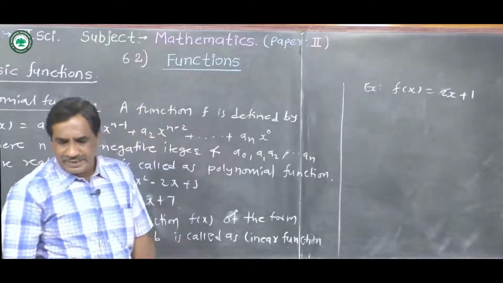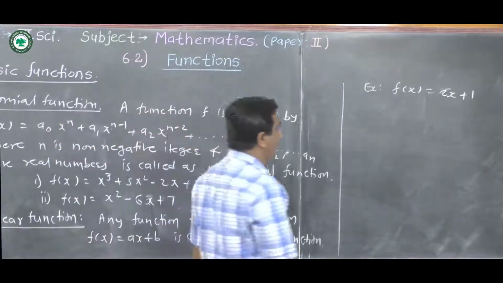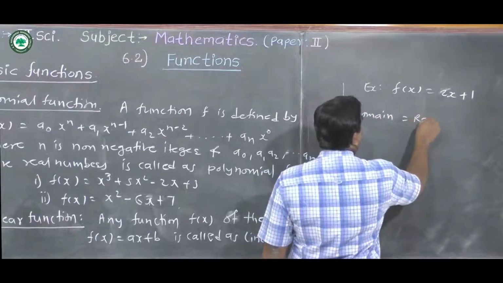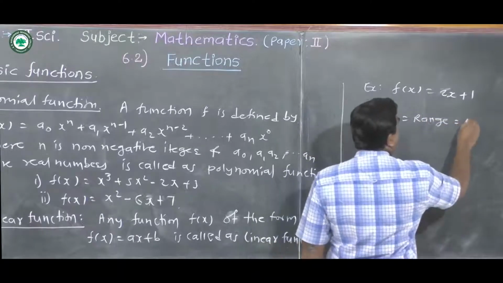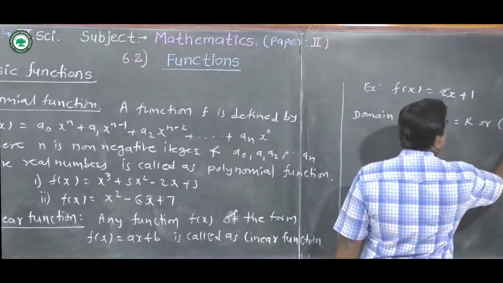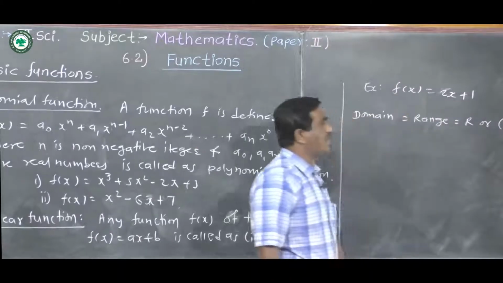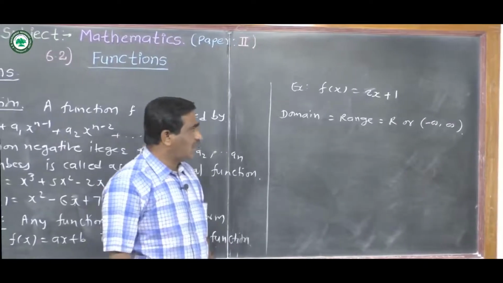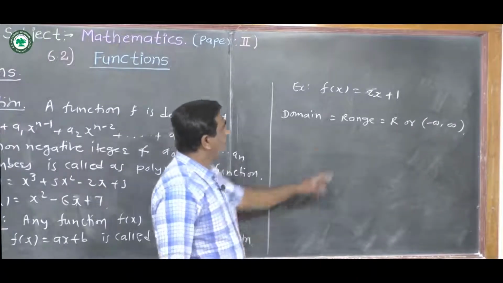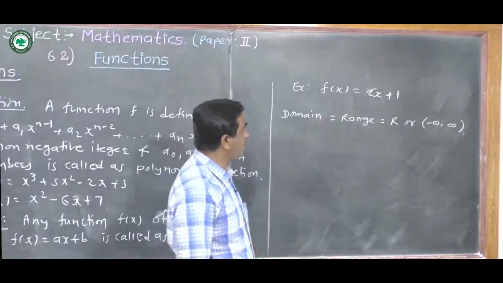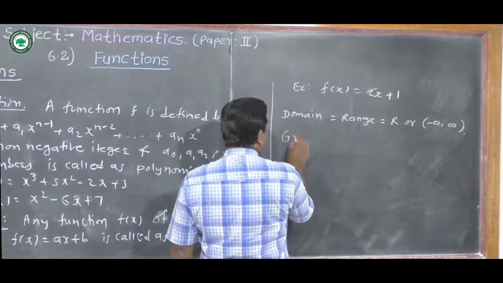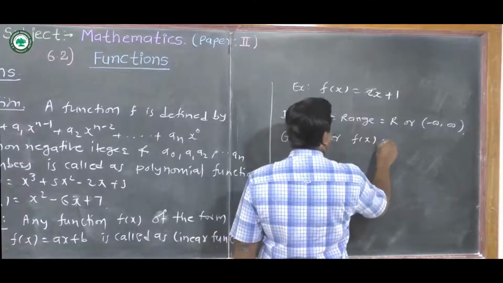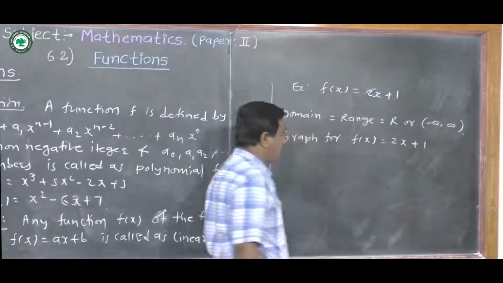Okay. Now domain and range for this linear function is again same. Domain equal to range equal to R, or set of numbers from minus infinity to infinity in open interval. This is the domain and range for the linear function. We can draw a graph for this linear function f of x equal to 2x plus 1.